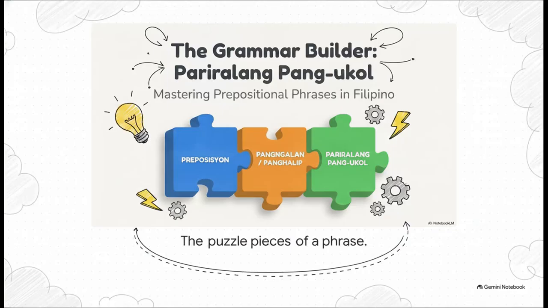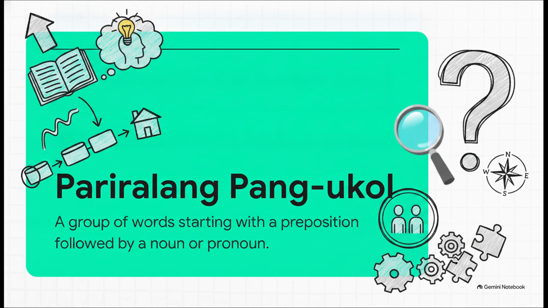Now, what's really interesting here is how it perfectly illustrates that Tagalog grammar often works exactly like English grammar. Think of a phrase like a giant puzzle. You literally just snap a preposition together with a noun or a pronoun to create your complete phrase. It's a perfect, seamless match. Let's lock in the core vocabulary you are absolutely going to see on your test. The big term is Pariralang Pang-ukol. I'll say that again, Pariralang Pang-ukol. This immediately translates to prepositional phrase.